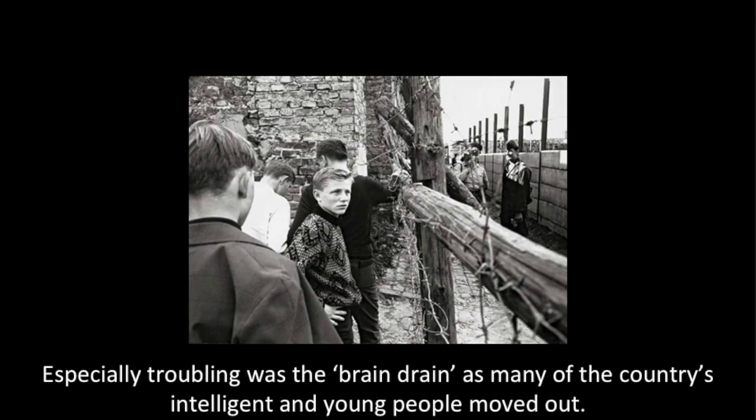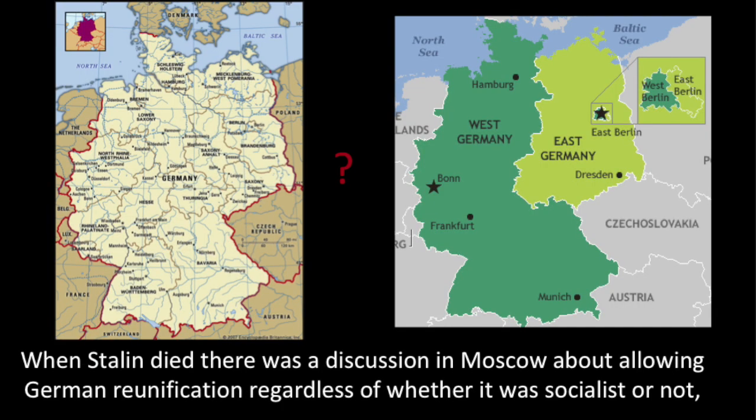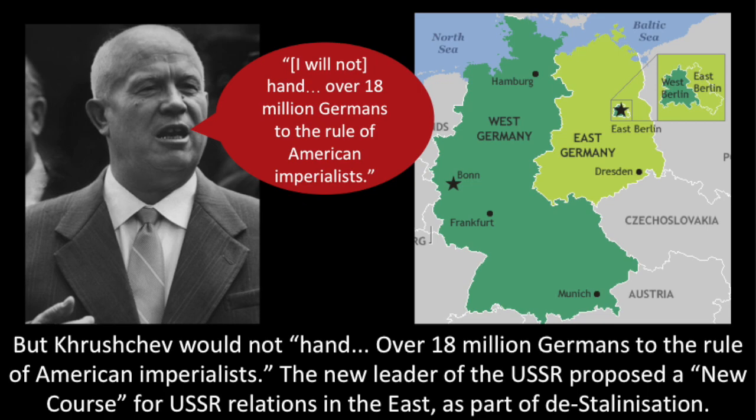Especially troubling was the brain drain, as many of the country's intelligent and young people moved out. When Stalin died, there was discussion in Moscow about allowing German reunification regardless of whether it was socialist or not. But Khrushchev would not hand over 18 million Germans to the rule of American imperialists.